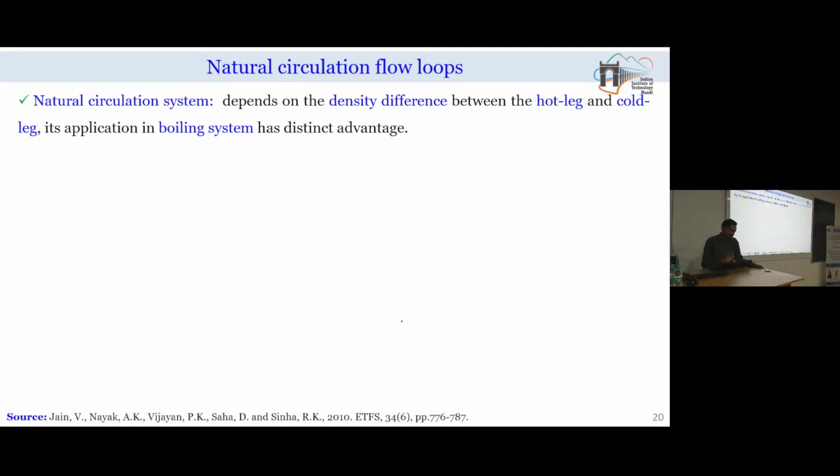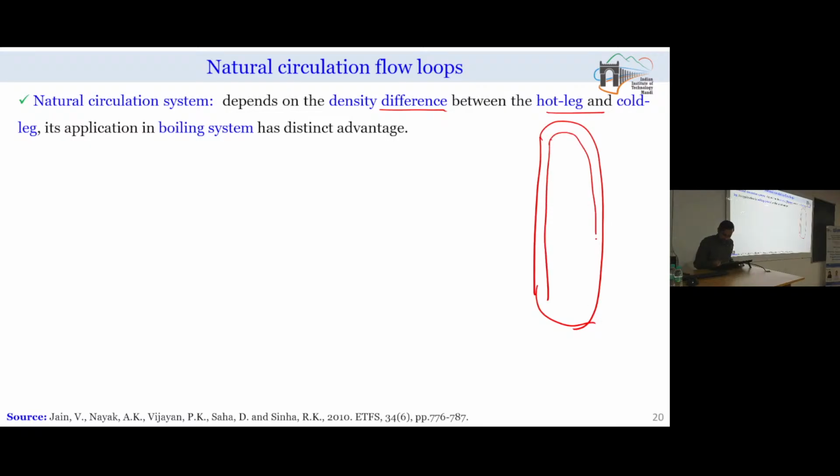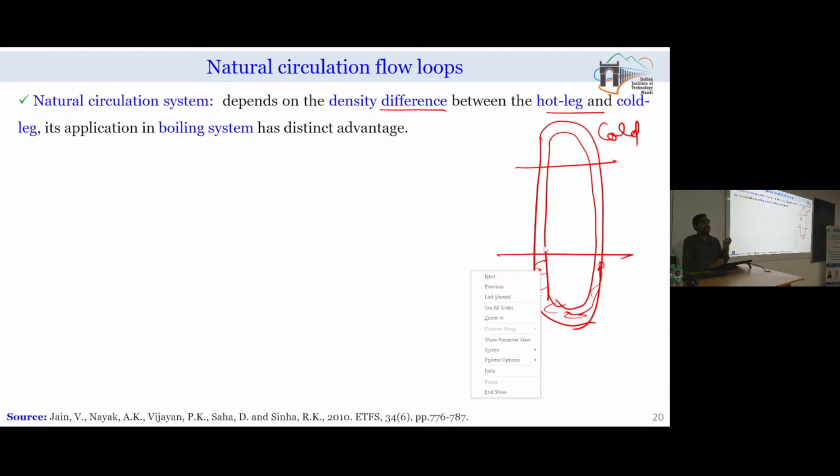So, in natural circulation systems, the density difference between the hot leg and the cold leg drives the flow to take place. For example, if you have an arrangement something like this, this is the hot portion, this is the cold portion, and you have some working fluid. This working fluid will be gaining heat in this portion. Once it is gaining heat, its density will become less, and so it will try to move in the upward direction.